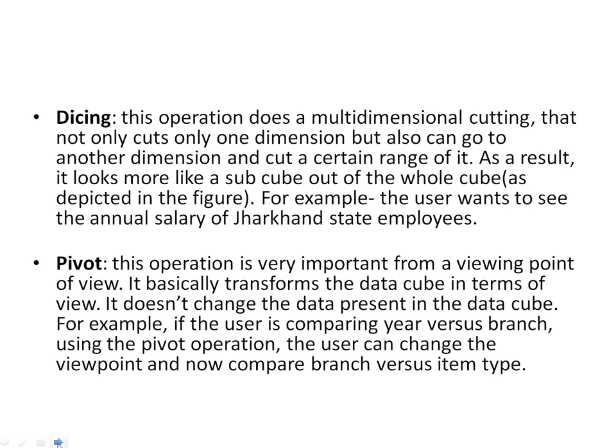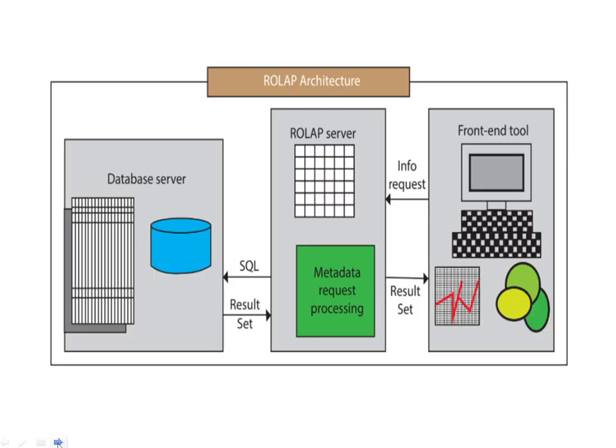And the pivot operation is very important from the viewing point of view. It basically transforms the data cube in terms of view. It doesn't change the data present in the data cube. For example, if the user is comparing year versus branches using the pivot operation, the user can change the viewpoint and now compare the branch versus the item set.